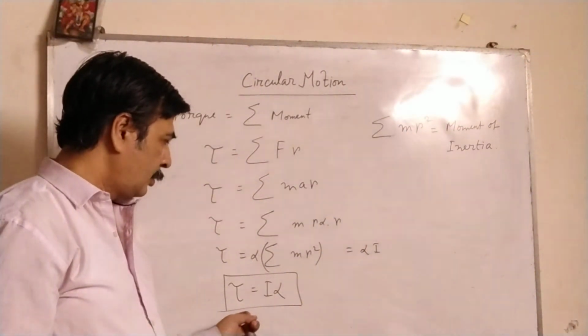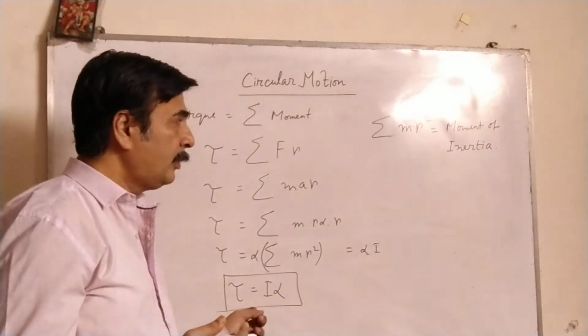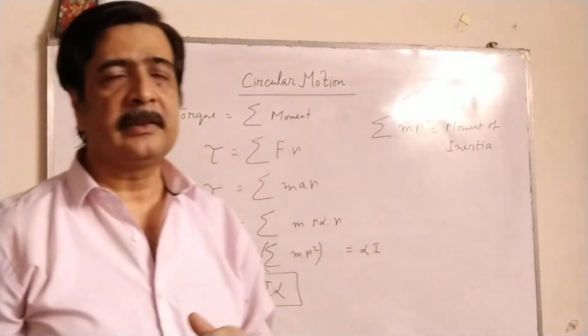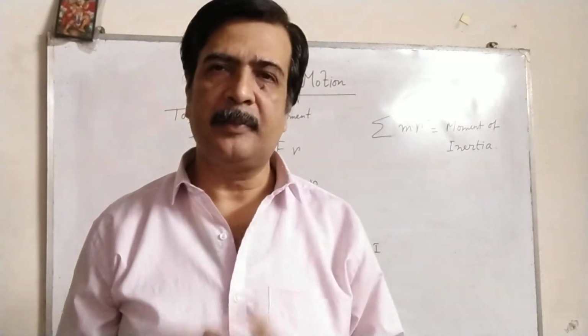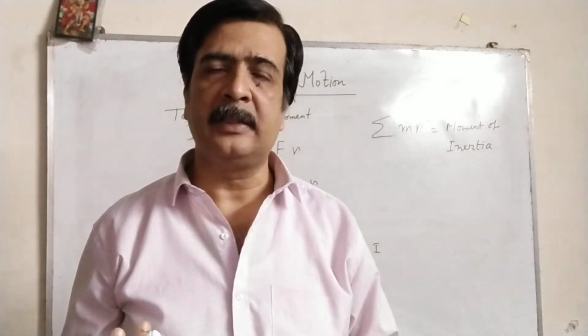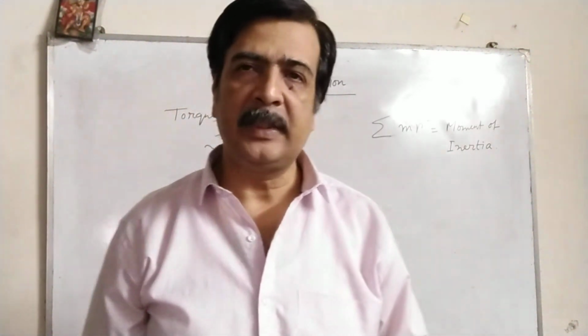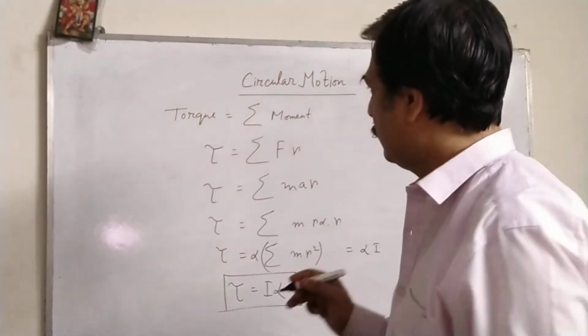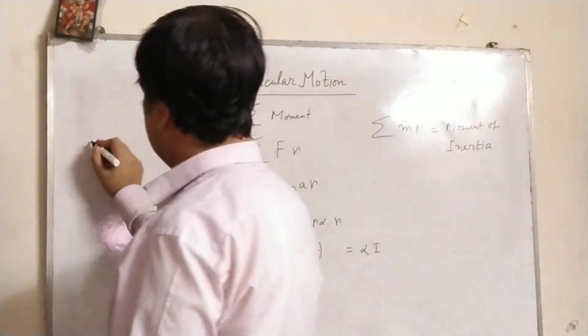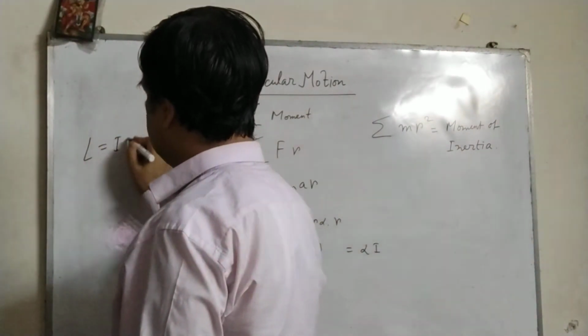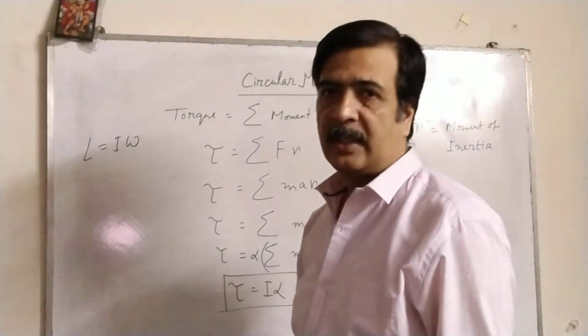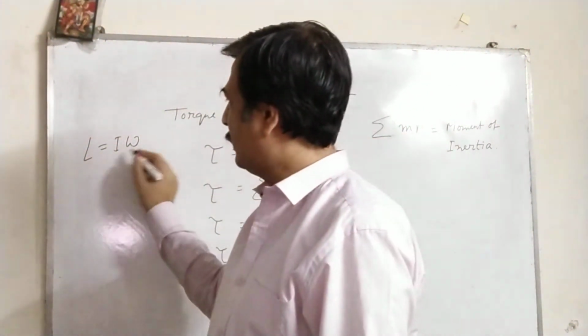So when torque is there, we have some other relationship also. Torque is equal to I alpha. This is the basic relationship. In terms of angular momentum, we can also find out torque. Tau is equal to dL/dt, where L is equal to I omega. That is the angular momentum. L is equal to I omega.